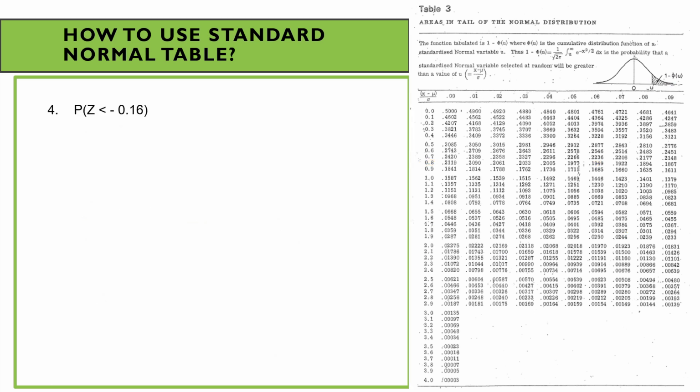Okay, let's try example 4. Z less than negative 0.16. So where is the shaded region? A negative value means to the left of 0. So here, negative 0.16. Next step, the symbol here is less than, which means to the left of negative 0.16. So this one is the smaller region. Therefore, you can read directly from the table the final answer.